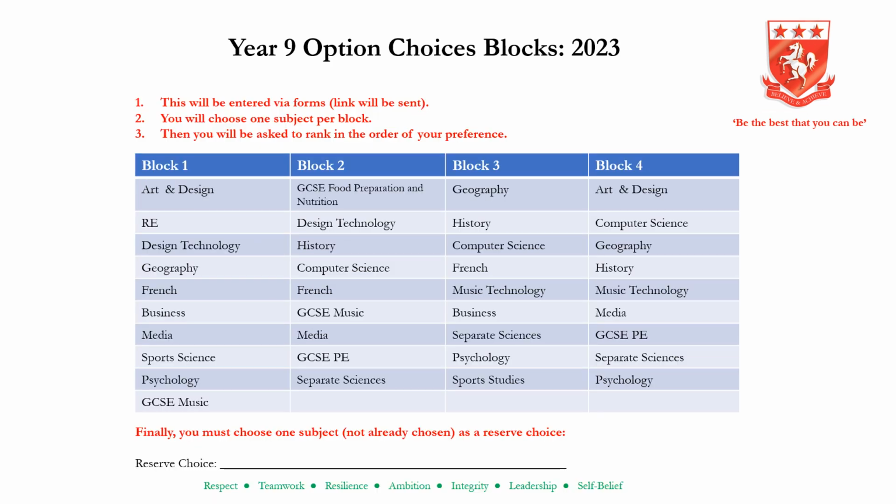This slide shows this year's options choices book. As explained on the slide, you will be completing the options choices via a forms link that will be sent to you nearer the time. You will need to decide which of the subjects out of each block you wish to study. After you have made these decisions, there will be an option for you to rank in order of preference which subject areas you would most like to study. So for example, if history, regardless of which block you've chosen it in, is your number 1 preference, you will put history as your number one preference.